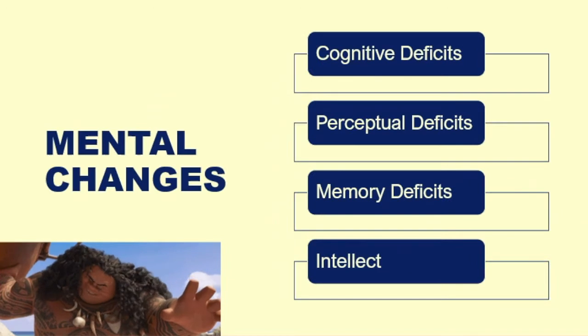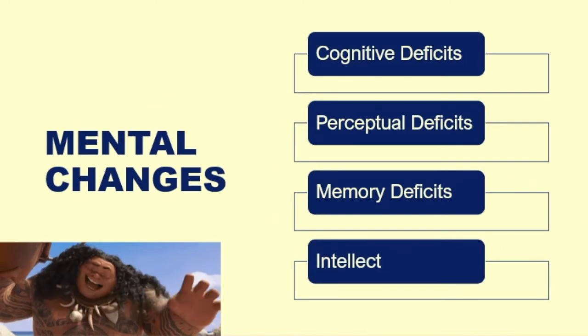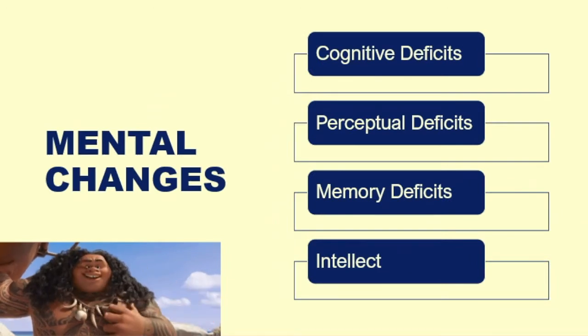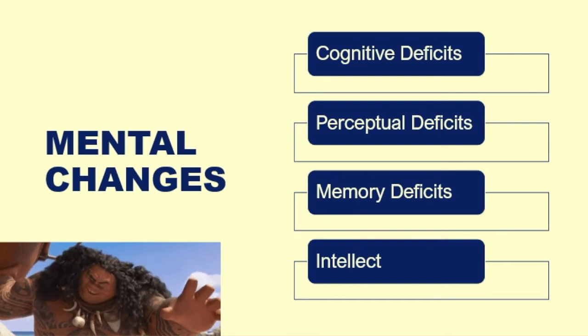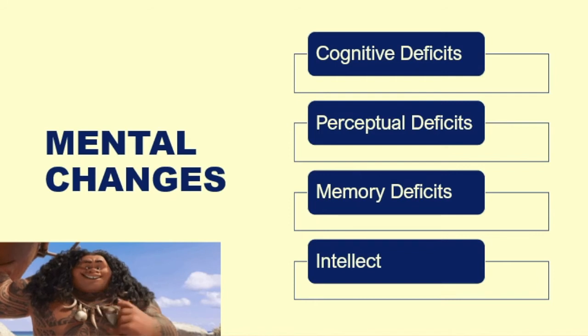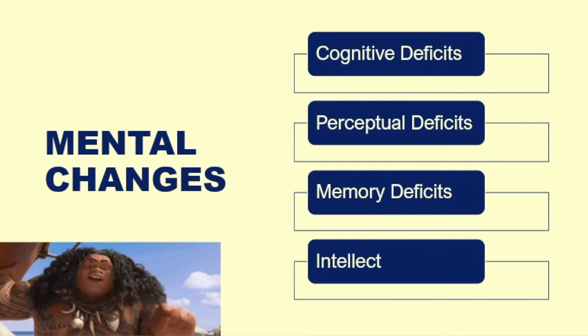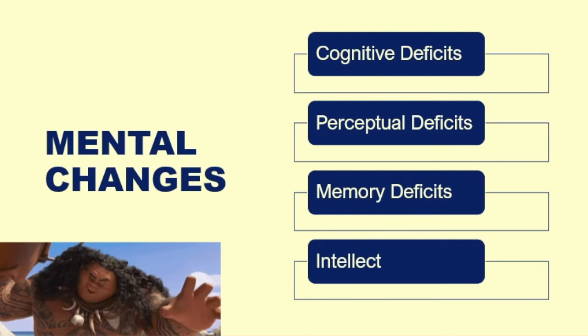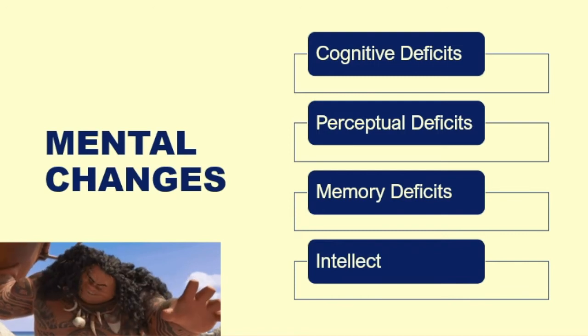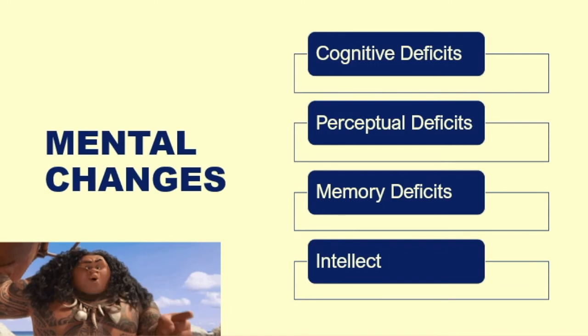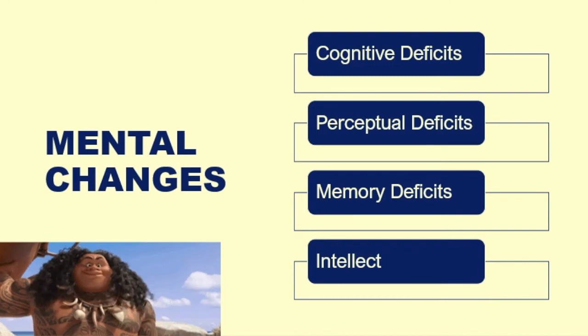Then you have your mental changes. Okay, mental changes or intellect, class, is not usually affected, okay, when you're talking about Parkinson's disease. So you have your possible cognitive deficits, perceptual deficits, memory deficits, and then intellect. So class, again, for the intellect, it is not usually affected. Okay, so a patient, class, with Parkinson's disease may be able to function as a full-time professional. However, class, they would just have difficulty in carrying out their writing task because, of course, of their tremors.